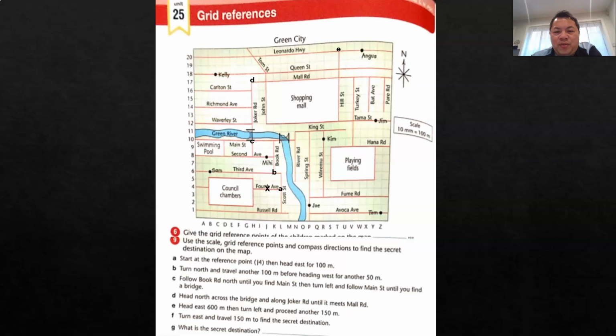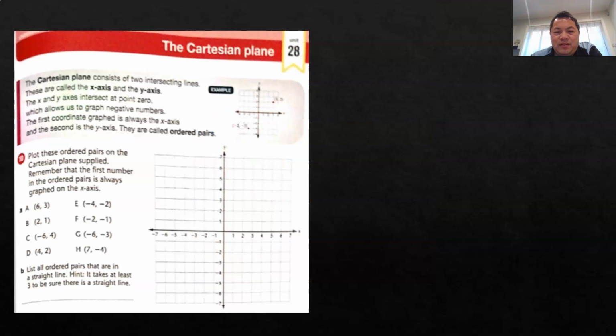Travel all the way, and then after that, you turn left. Then they say turn east and travel 150 meters. That's where you end up at Angus. Maybe it's Angus Burger. That's the reward for reaching the point. Got it, everyone? So that's all for today's lesson.